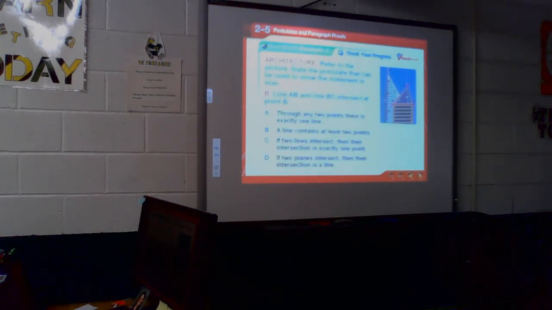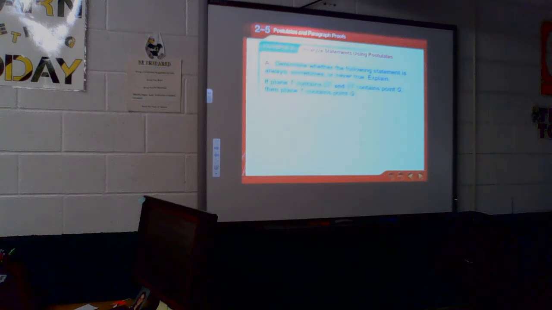They give you line AB and line BC intersect at point B. Everybody see where that is? Right here? Okay? What can we say about that? A, through any 2 points there is exactly one line. Well, yeah, we could say that, but that's not necessarily what they're saying. A line contains at least 2 points. If 2 lines intersect, then their intersection is exactly 1 point. Yeah, what postulate was that? 2.6? Perfect. So then you would say postulate 2.6. And that's the reason why I can say that.